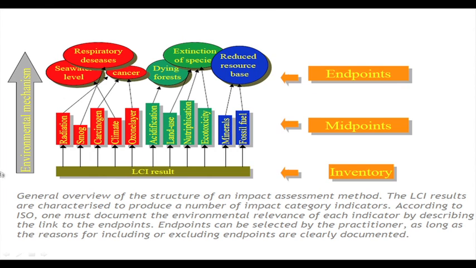So again, we had this LCA result. That's the inventory result. Then you go to the midpoint. Midpoint is where you look at impacts like radiation, smoke, carcinogen, climate, ozone layer, acidification. So these are all the impacts that you look at in terms of the midpoint. And then you look at the endpoint impacts: respiratory disease, sea water level, cancer, dying forest, extinction of a species, and reduced resource base. So these are all the endpoint categories out there.